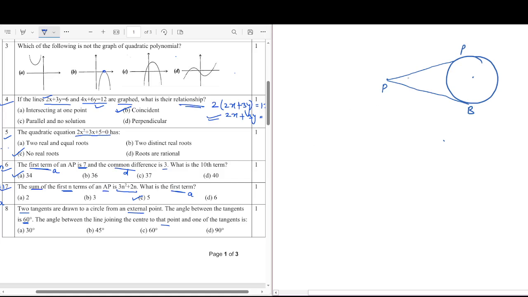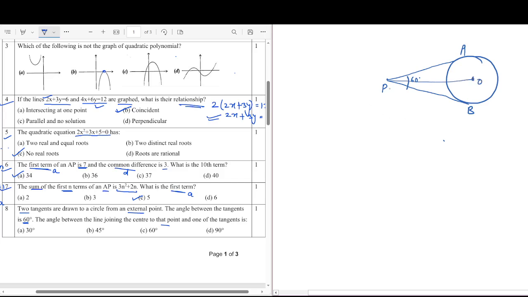That means this angle between PA and PB is given as 60 degrees, right? The angle between the line joining the center to that point. Now if we are joining the center to this point P, I will join like this. This is the center O.